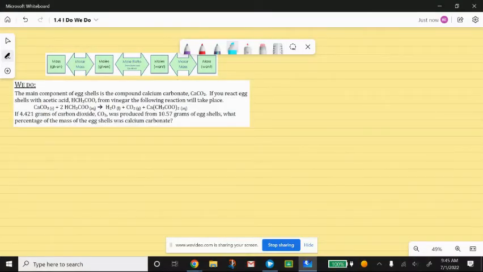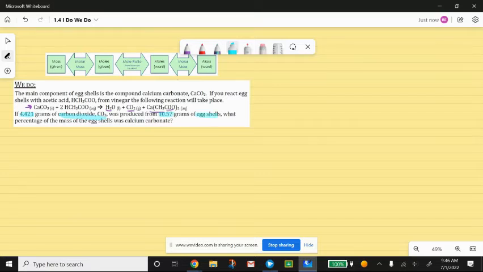In this We Do problem, we have some eggshells. One of the compounds in eggshell is calcium carbonate. We're going to react calcium carbonate with some acetic acid, and our products will be water, carbon dioxide, and some calcium acetate.